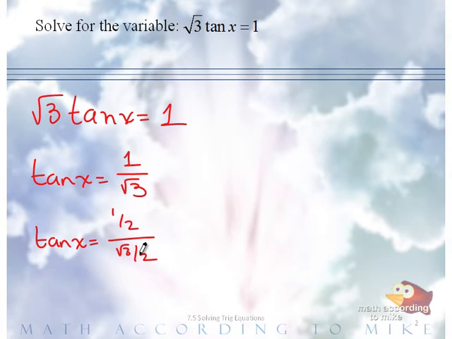So since tangent is sine over cosine, for what values of x is sine 1 half and cosine radical 3 over 2? Or what angle, I should say. For what angles is sine 1 half and cosine radical 3 over 2, at the same time? 30 degrees.